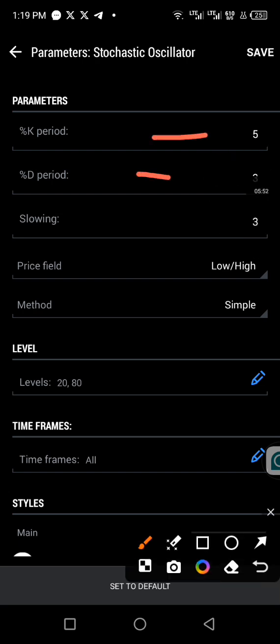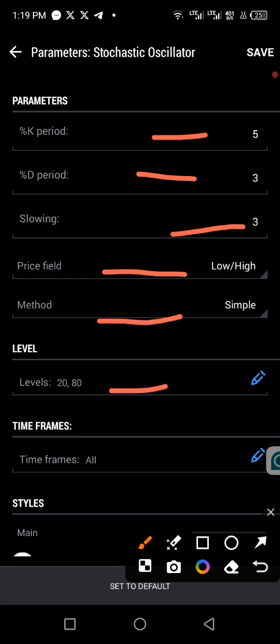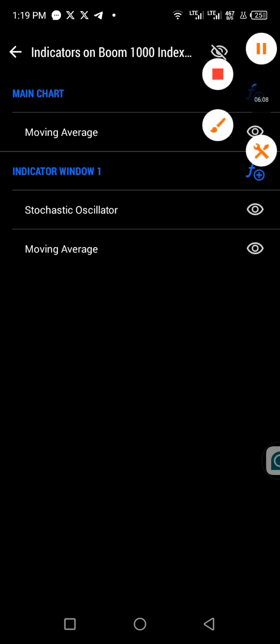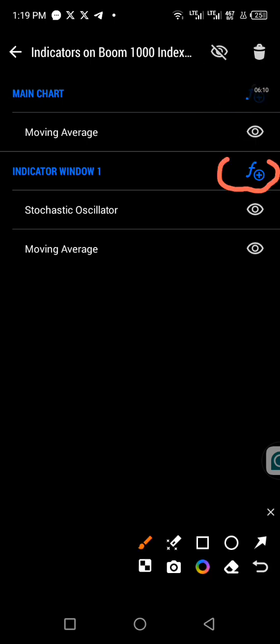Key period is 5, D period is 3, slow is 3, price field low high, the method is simple. Then your levels, there's level 20 and there's level 80. As soon as you have all of this set up, click on save. Okay, so once you've done that, you come back and click on this indicator window 1.